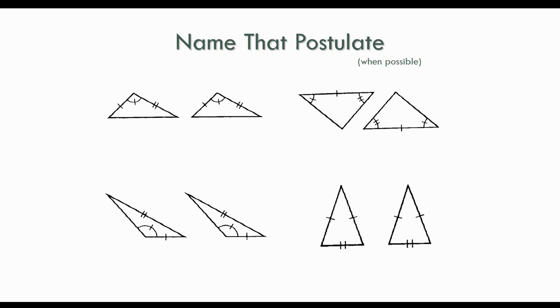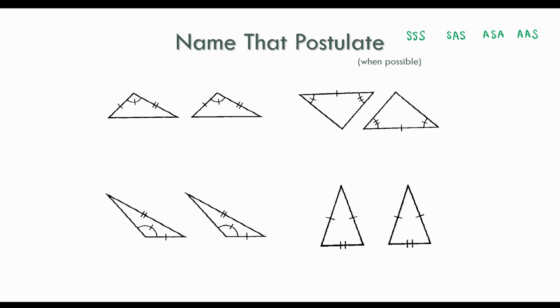All right, so we're going to look at all these diagrams, and we're going to name the postulate. So remember the postulates that we talked about to prove congruent triangles: side, side, side; side, angle, side; angle, side, angle; or angle, angle, side. Those are the only 4 ways that we could actually prove that triangles are congruent.